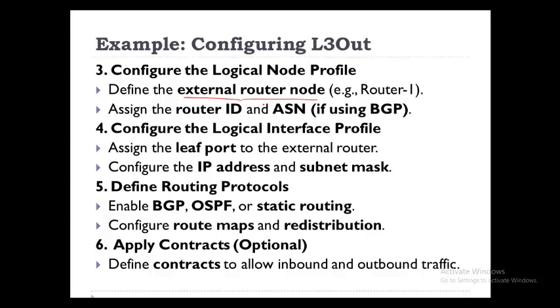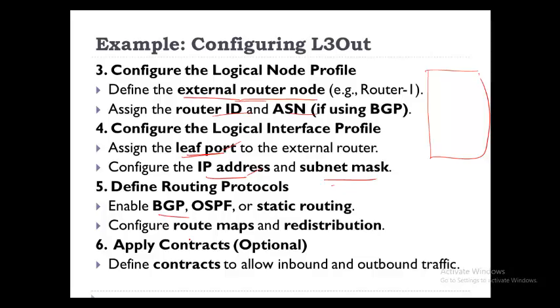Next is configuring logical interface profile. One of the leaf only will be connecting to an external router. So that leaf port needs to be assigned, and the IP address and the subnet mask on that leaf port. All these things, we will be typing inside a template. And then what routing protocol you are going to use. And then apply any contract if needed.